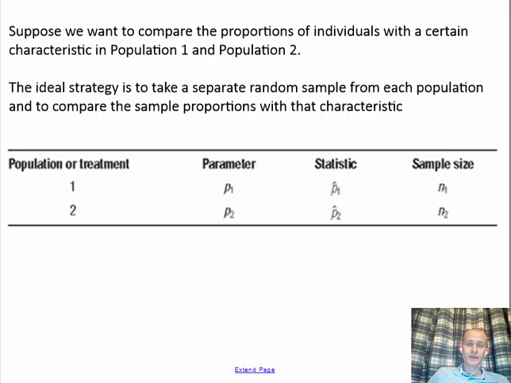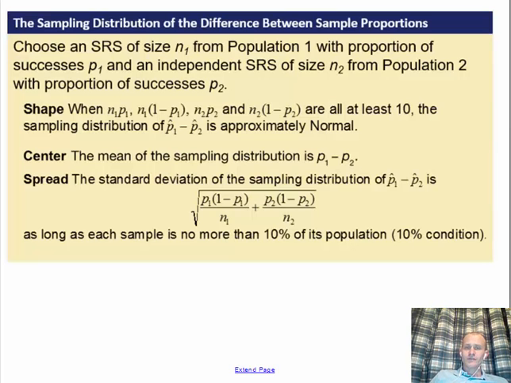So let's get into the sampling distribution. If you remember from what we've been doing in the last couple chapters, we would like to look at the center, shape, and spread, and we have some conditions that go along with those. So the first one is for our shape. Just like when we had one proportion, if we want to know the shape of it, we can take n times p and n times 1 minus p, and if those are greater than 10, that would make it approximately normal. That same context applies when we're talking about two proportions.